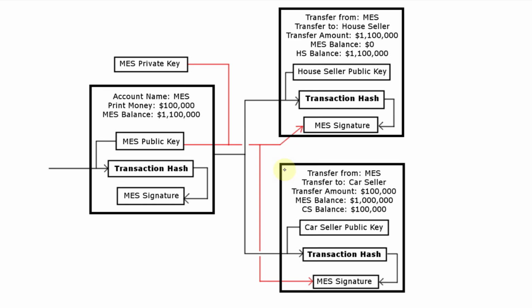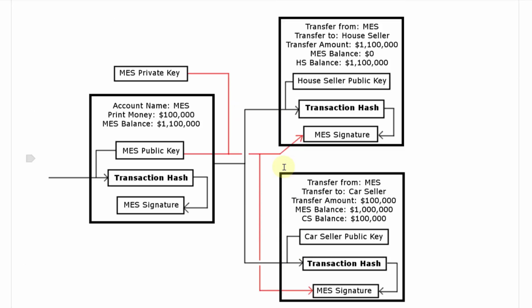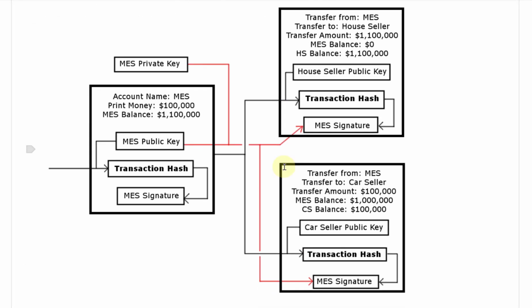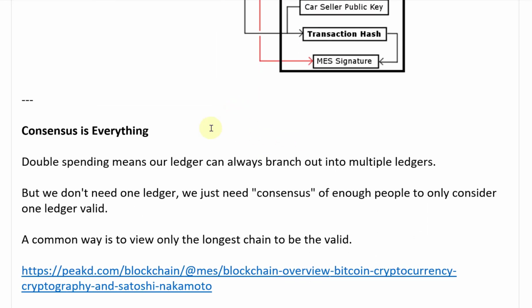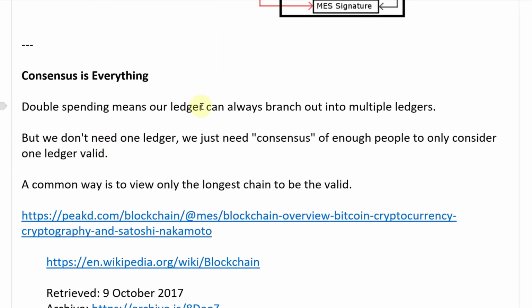So this is just a blockchain version, or the Bitcoin blockchain version, of our double spent ledger. So we've got to find a way to have everyone agree on one chain of events, and then null the other side, or make the other one invalid. So consensus is everything. Double spending means our ledger can always branch out into multiple ledgers, but we don't need one ledger. We just need, quote, consensus of enough people to only consider one ledger valid.